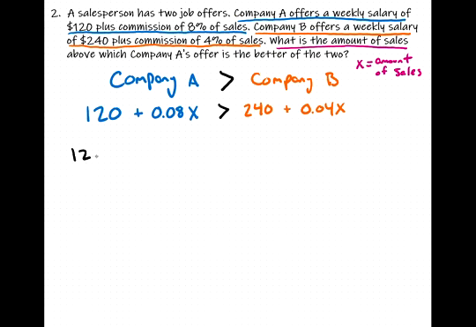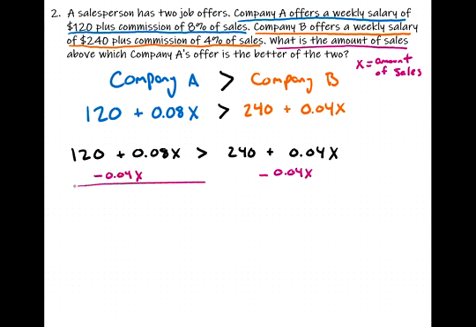All right, so our goal is to solve for X. 120 plus 0.08X is greater than 240 plus 0.04X. Just like when we're solving equations, we want to get all of our X's to one side, numbers to the other. So let's get rid of the 0.04X on the right. So we have a plus, so let's do the opposite, minus 0.04X. Whatever we do to one side, we do to the other.